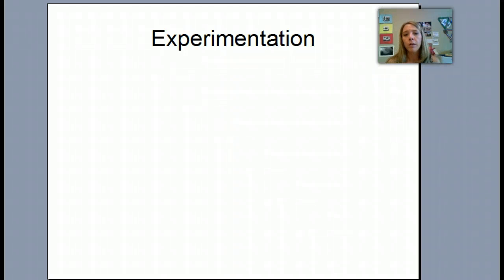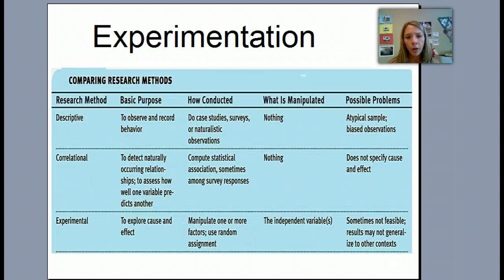All right, guys, in your last notes, we talked about the different types of research, and now we're going to look at experimentation. Just a brief review, here are the different types of research that we looked at. We looked at descriptive, which were just observing behaviors with case studies, surveys, naturalistic observation, and then we talked about correlations and correlation coefficient.